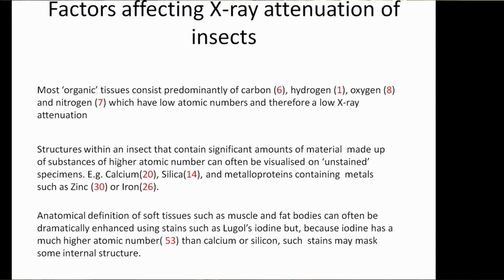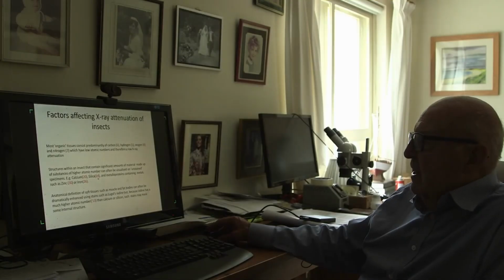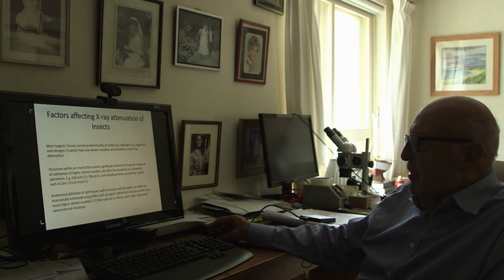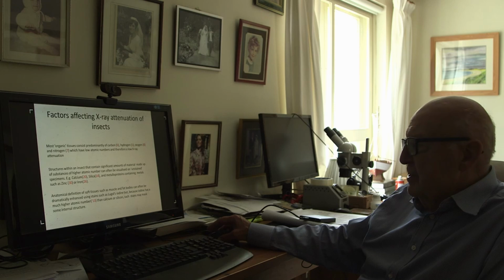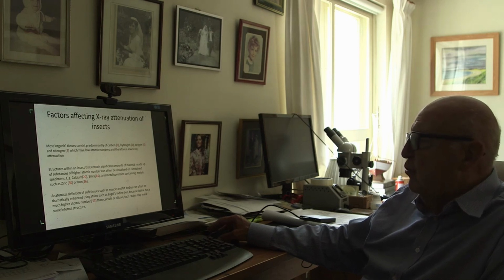Now, inside the insect, there may be other substances of higher atomic number, such as calcium, or the insect may have ingested silica, or there may be metalloproteins hardening the teeth or the ovipositor, and these have a higher atomic weight and are more radio opaque. So that is, if you like, natural differences.